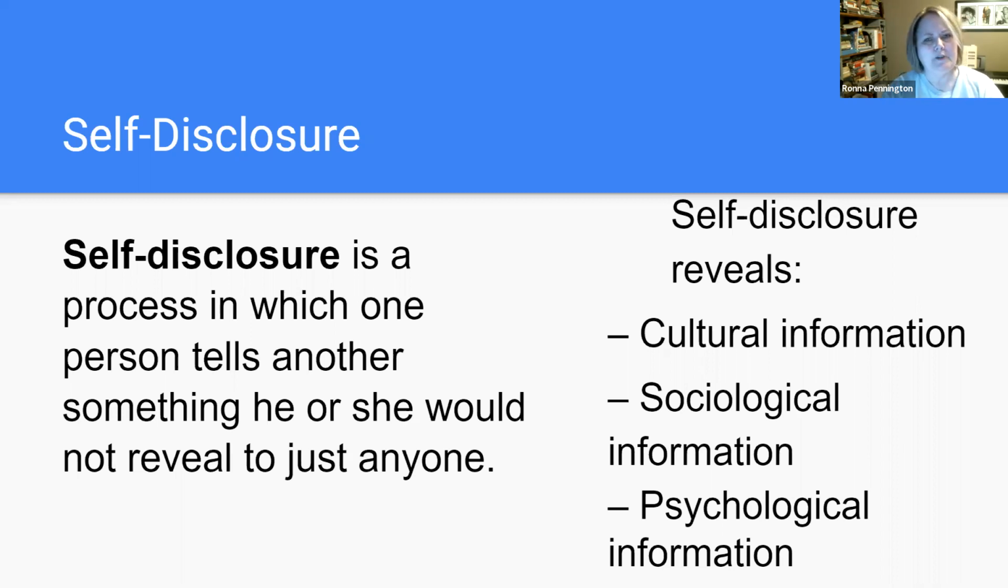Self-disclosure is important in interpersonal communications because it creates a bond. It shares cultural information. It also shares sociological information and psychological information in creating this bond. So when you let a person know that you're telling them something that you haven't told just anyone, and that you don't want them to tell anyone either, by sharing that secret, you are really pulling them in closer to create a tighter bond with you.